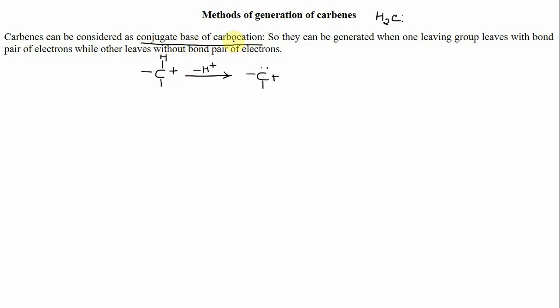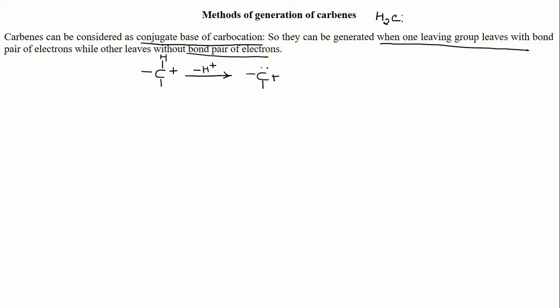And as we know, carbocations can be generated when a leaving group from the substrate leaves with the bond pair of electrons. So carbenes can be generated when one leaving group leaves with the bond pair of electrons while the other leaves without the bond pair of electrons. So that leaves a positive and negative charge over the carbon, makes it neutral and makes it carbene. So there are several methods for the generation of carbenes.